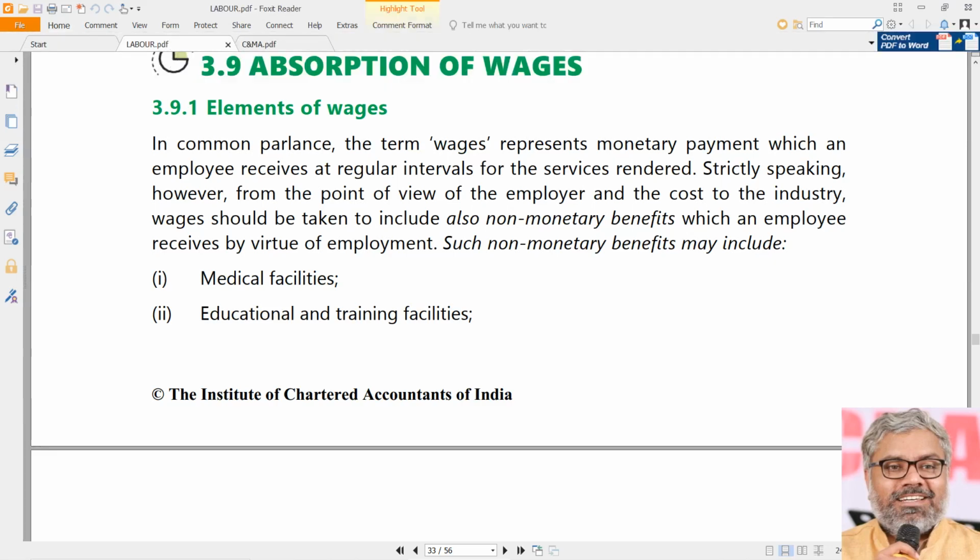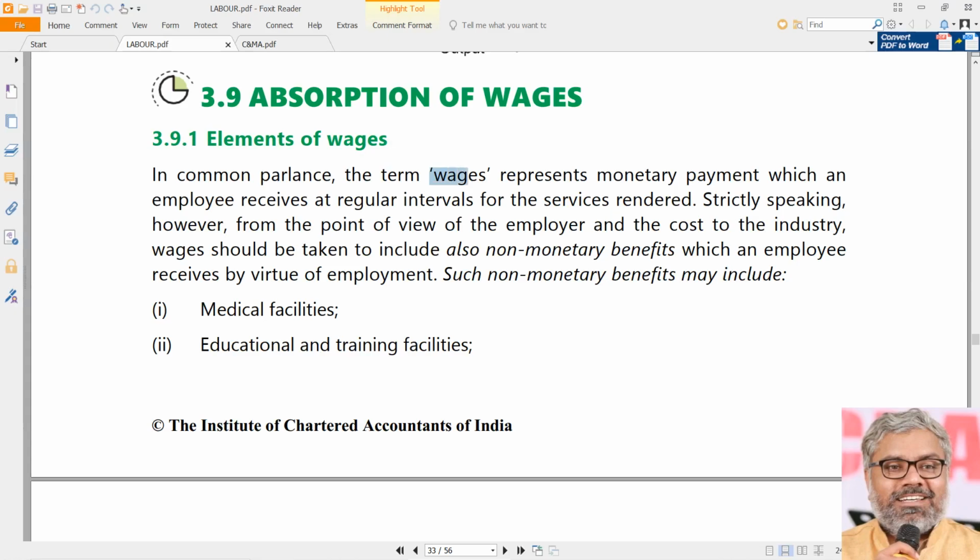Like what? What are these elements of wages? Elements of wages could be not necessarily monetary items. There is a possibility of non-monetary items also that we should identify. This can be a question. What could be the non-monetary benefits that a person may get?